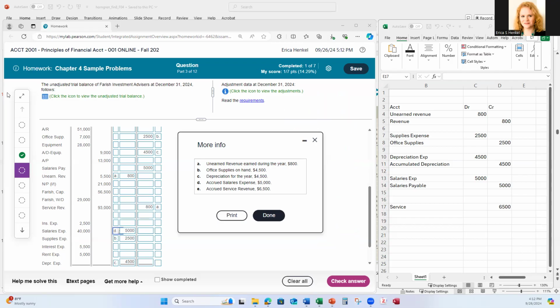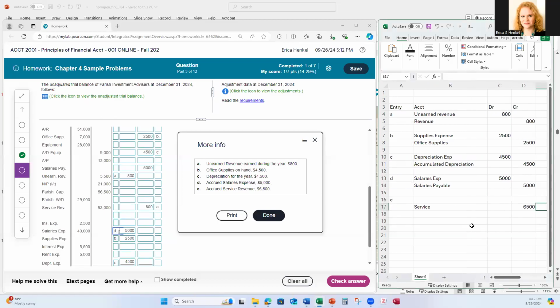All right. Going back to our problem though, so I had service revenue here, which we are crediting for 6,500, and accruing that revenue, we're going to have an account receivable. So we performed some services for somebody, and they did not pay us yet, so they owe us.